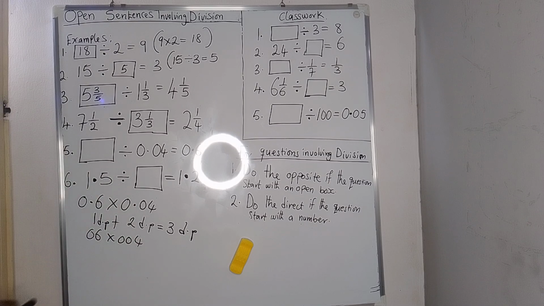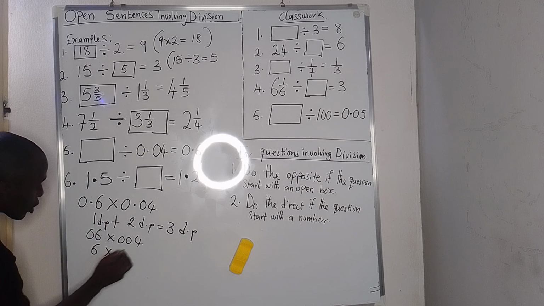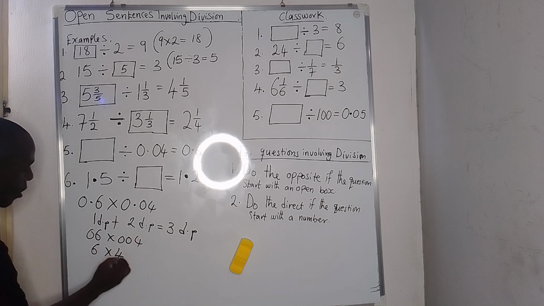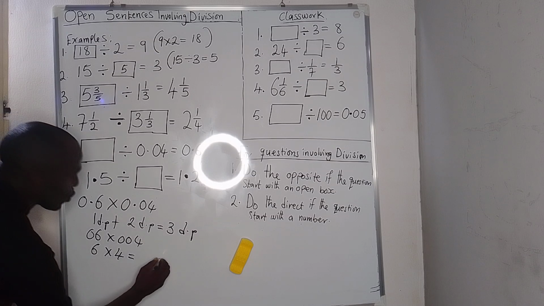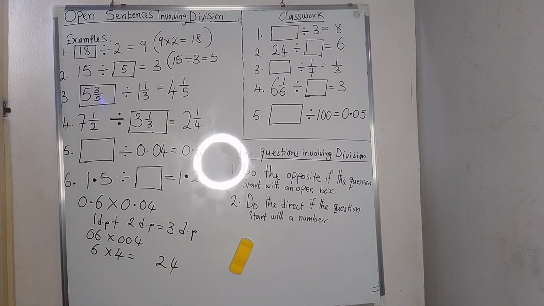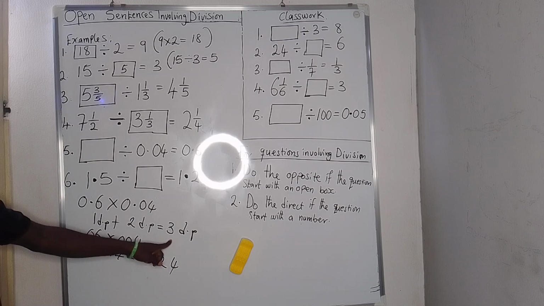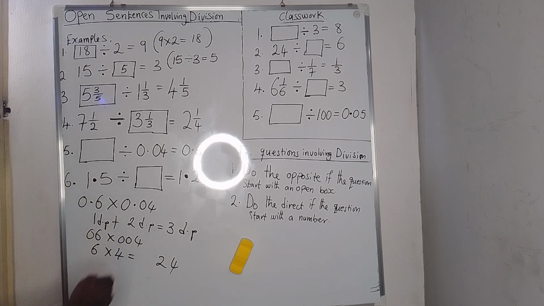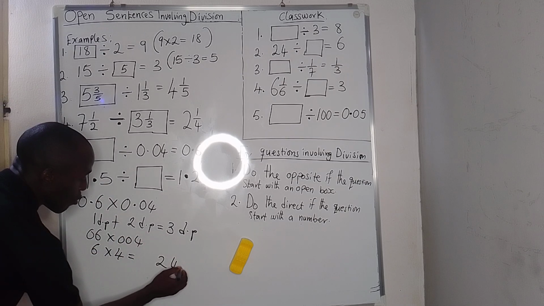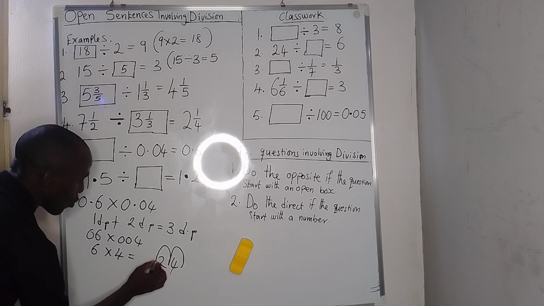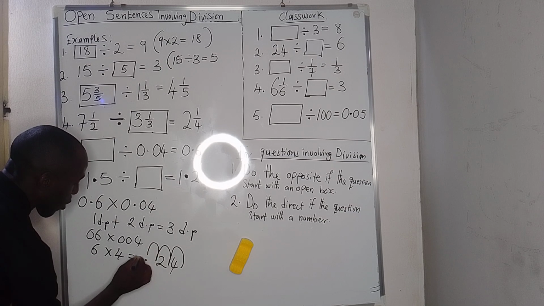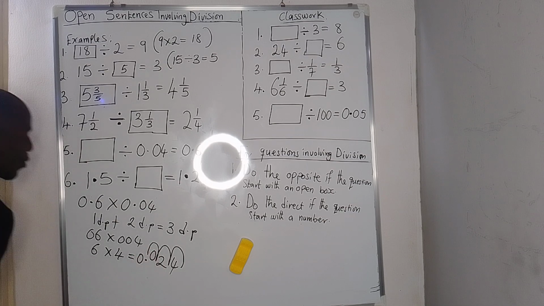We have removed the decimal points. 0.6 is the same thing as 6, multiplied by 0.04, which is the same thing as 4. 6 times 4 is 24. So let's return the decimal points backward. We're moving backward 3 decimal places. Let's move: 1, 2, 3. Look at my point. You start with 0, you fill in with 0.